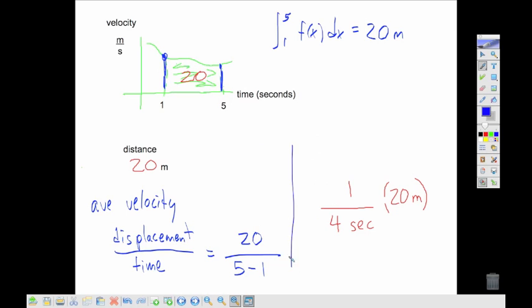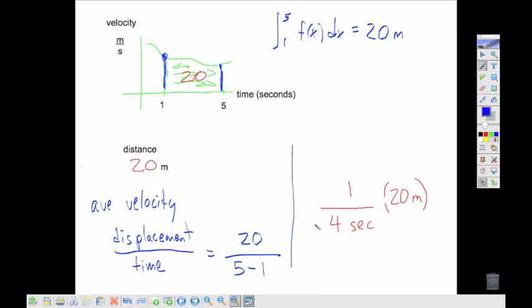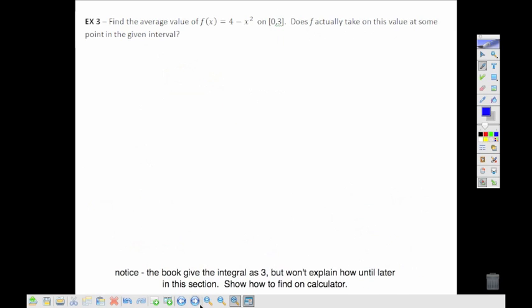Now our average value function that we were given on the last page would be written out like this, which is the same thing. Notice then that our time down here would be in seconds, our distance is in meters, which would end up giving us a value of 5 meters per second. So even though our velocity is changing over here, we would have an average velocity of 5 meters per second.